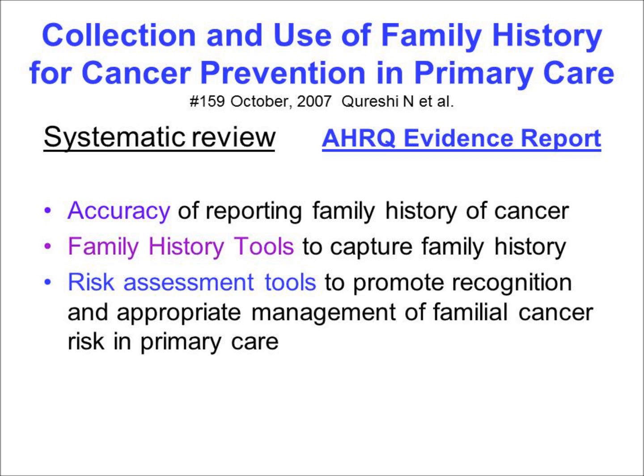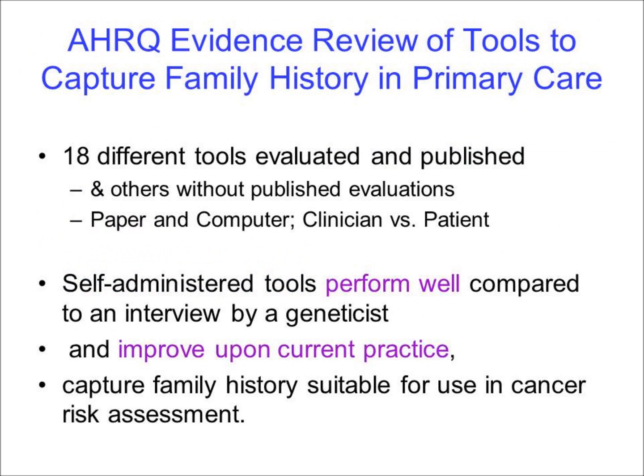And they looked at 3 topics, which are listed here, found that, yes, people really do know their family history of cancer, at least in close relatives, well enough to be useful and can report it fairly accurately. They have data on sensitivity and specificity of family history from several studies. Then they looked at family history tools and evaluated 18 different tools that they found in the literature, both paper and computerized. And their conclusion was there is evidence that self-administered family history tools outside of an interview with a clinician perform well and are likely to improve on clinical practice because clinical practice just isn't very extensive.